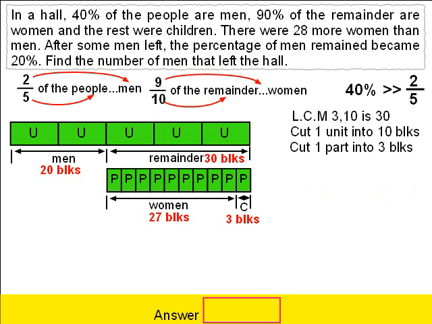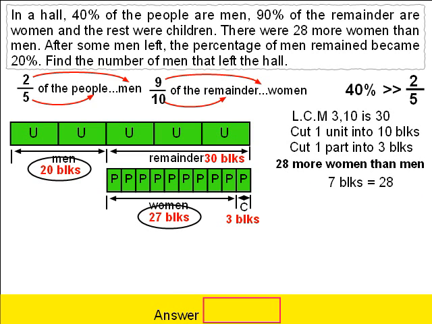Next, we know that there were 28 more women than men. Alright, so comparing, the women had 27 blocks and the men had 20 blocks. Alright, so the difference is 7 blocks, which is equal to 28. Alright, therefore 1 block is equal to 28 divided by 7, which is 4. Okay, then we go on and read the question.